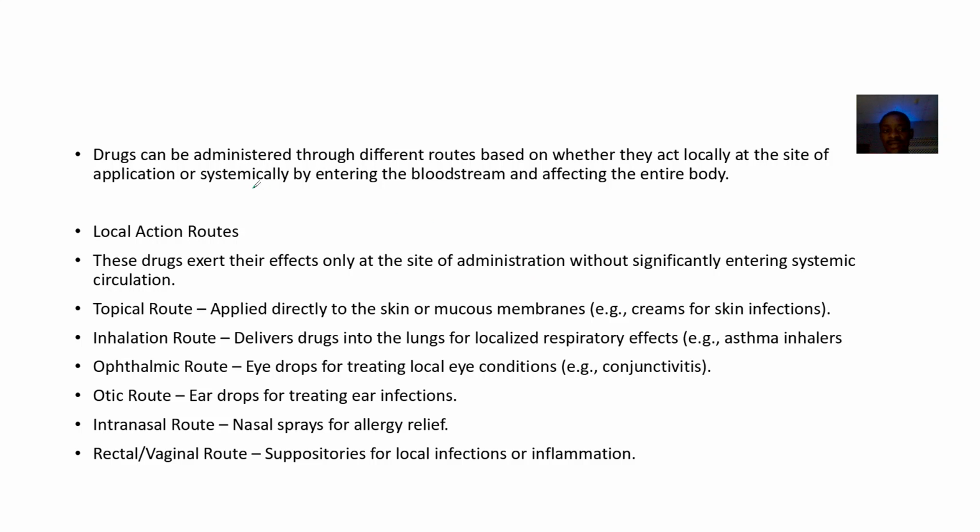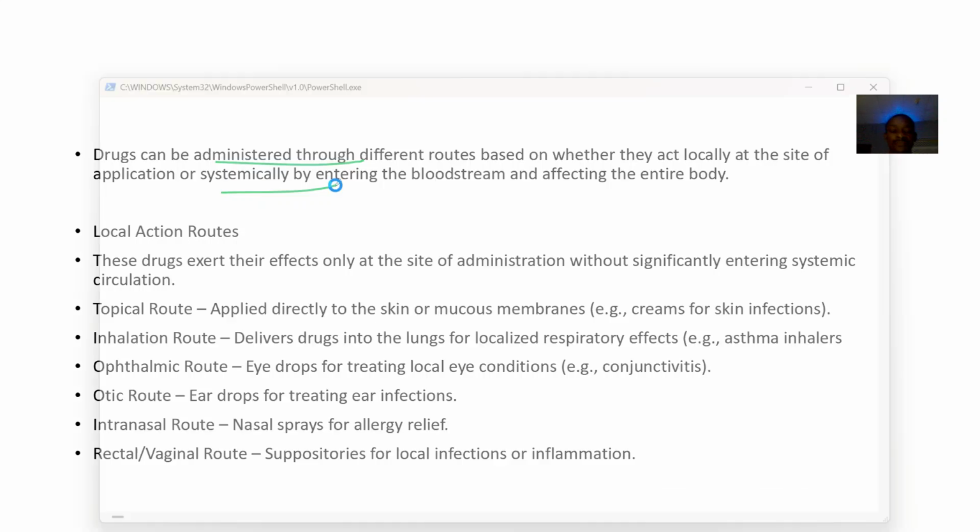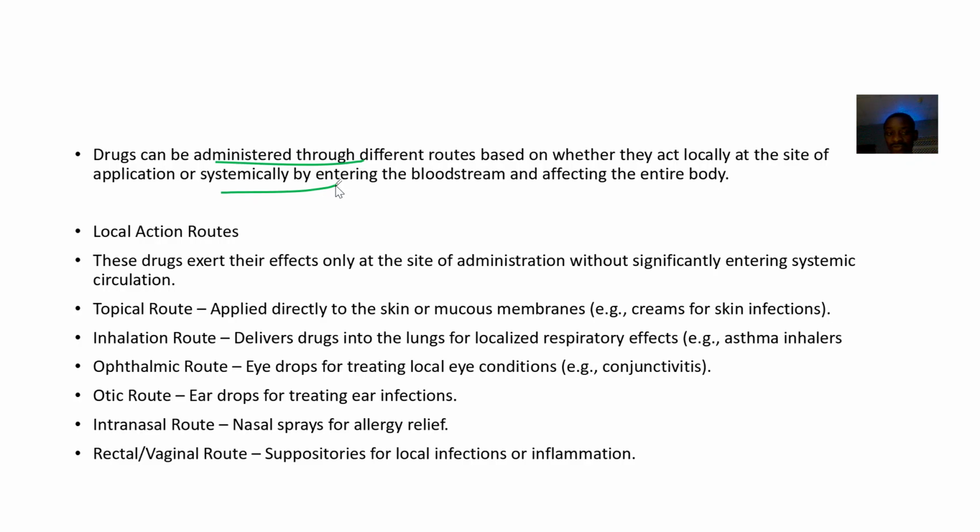So drugs can be administered through different routes, and this is based on whether they act locally at the site or systemically by entering the blood and affecting the entire body. Now for the local action routes, these drugs exert their effect only at the site of administration without entering the system. They don't get to the whole of the body, just where you administer them.